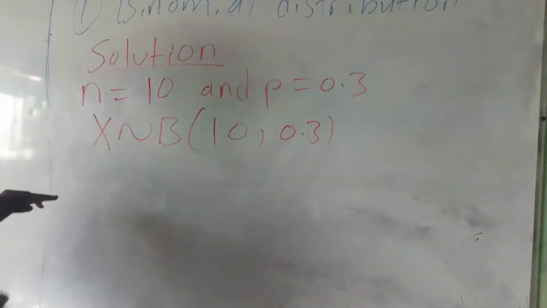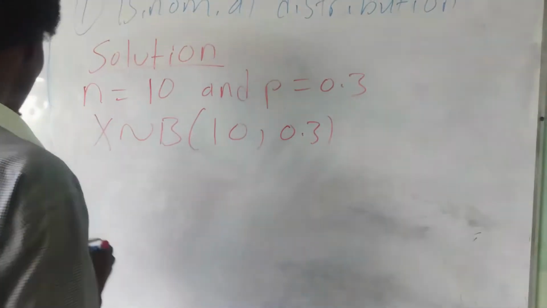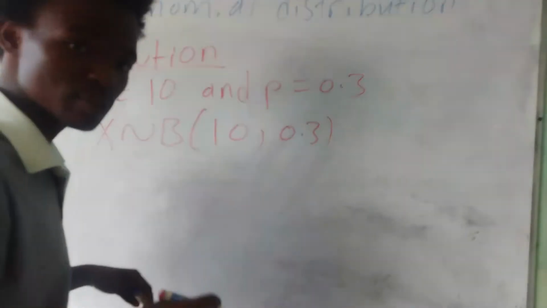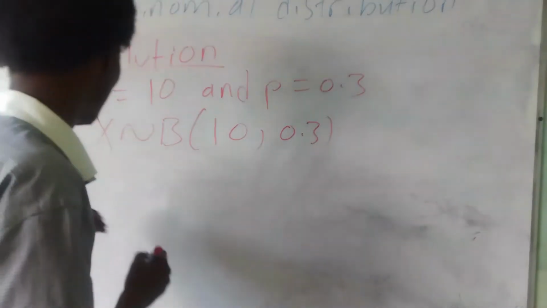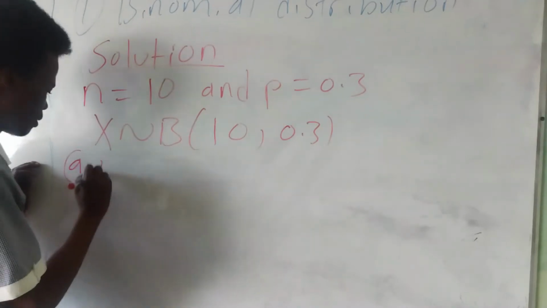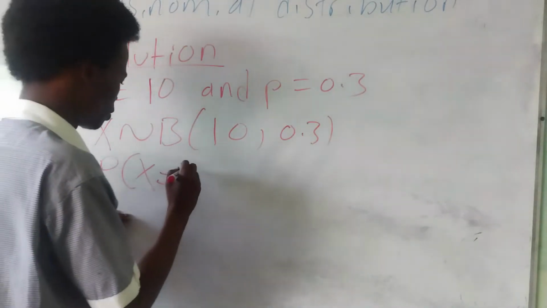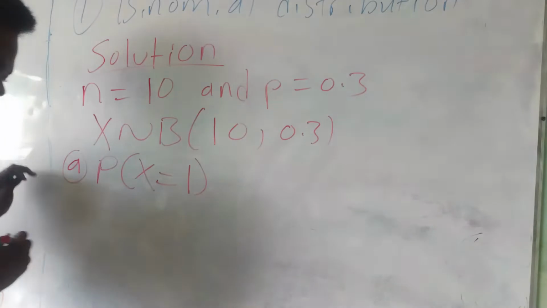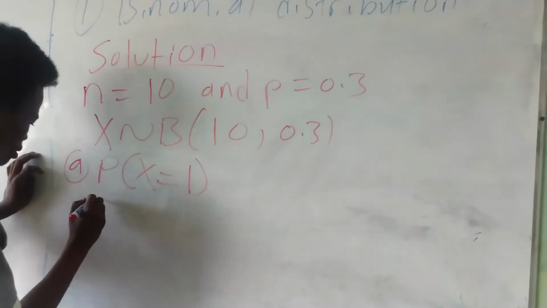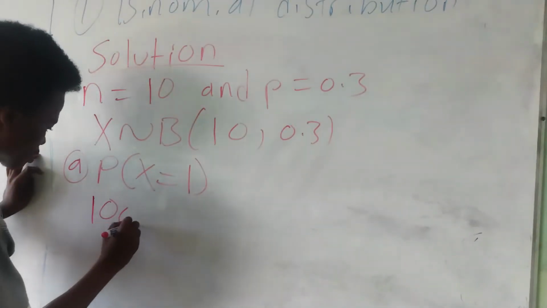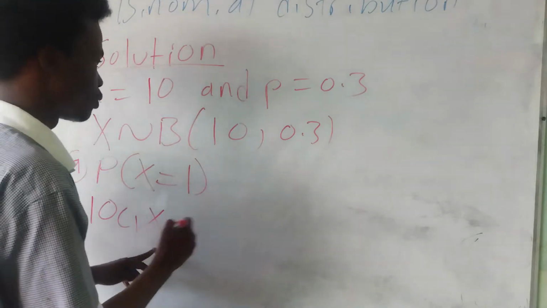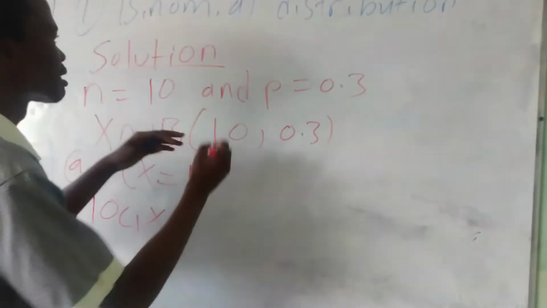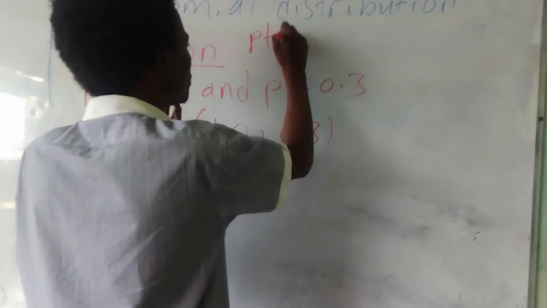So the first part of the question says the teacher will pick exactly one student who had done computers at O level. So the probability of x equal to 1 is 10 choose 1 times q. The complement of this is, we say p plus q is equal to 1.